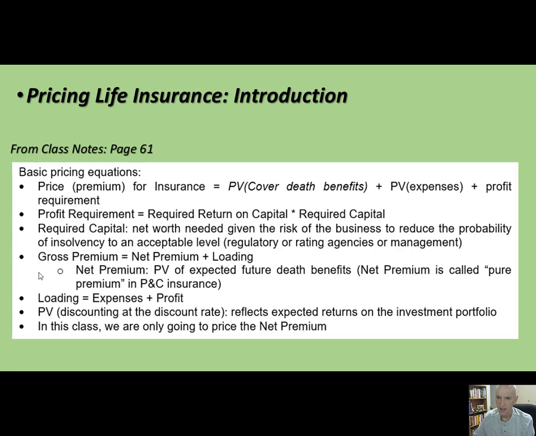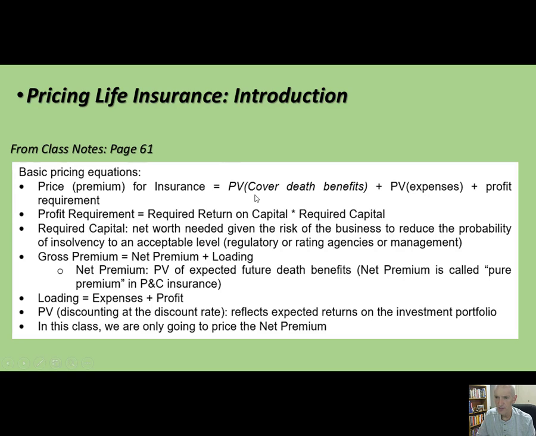So the premium can be broken into the net premium and loading. We talked about the gross premium; the gross premium is what you actually charge. The net premium is only the present value of death benefits. The net premium excludes the expenses and the profit. Those who took my P&C class, we called it the pure premium. That's the premium that's just there to cover the claims. It doesn't cover anything else, profit or expenses. The expenses and profit we refer to as loading. I don't know if on the property casualty side they use the term loading.